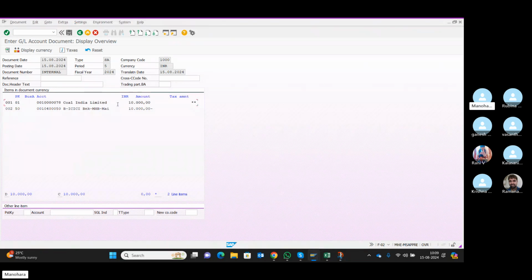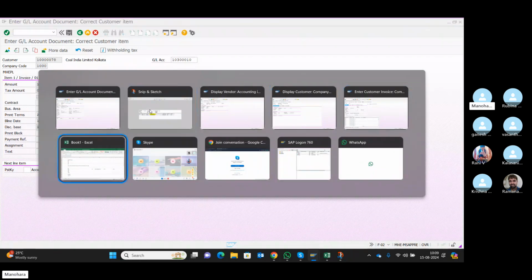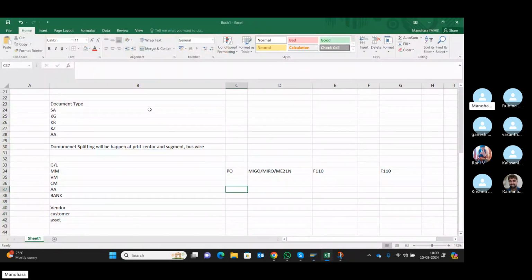No, that is the subledger. Government vendor is the subledger only, because we are doing the reconciliation for vendors, right? So for vendors we are going to reconciliation, customers and vendors. So these are all subledgers.